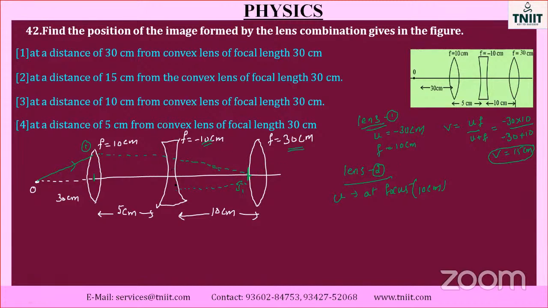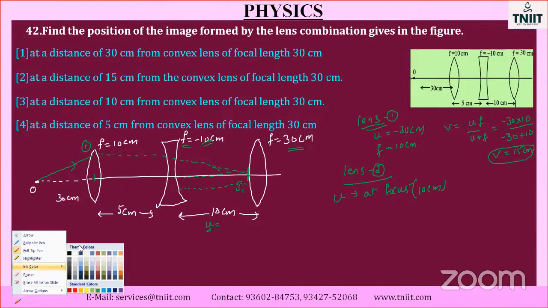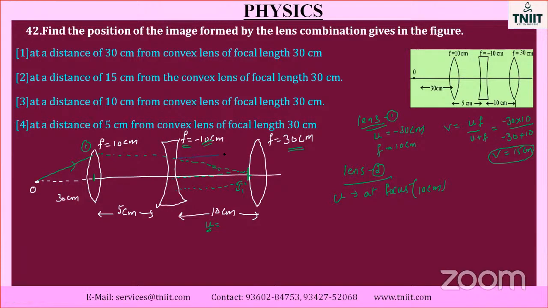For the second concave lens, what is the object distance? Object distance is 10 centimeter. So focal length and object distance are equal. This clearly tells the object is at the principal focus. If it is at the principal focus, how will the ray pass? The ray will pass parallel from the concave lens. The rays should go parallel.